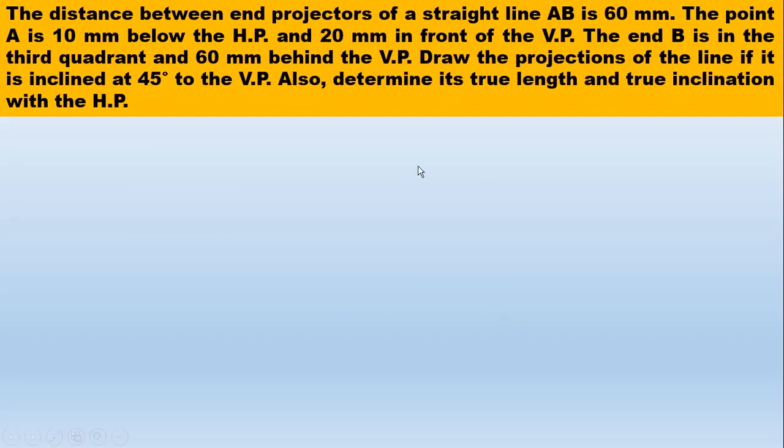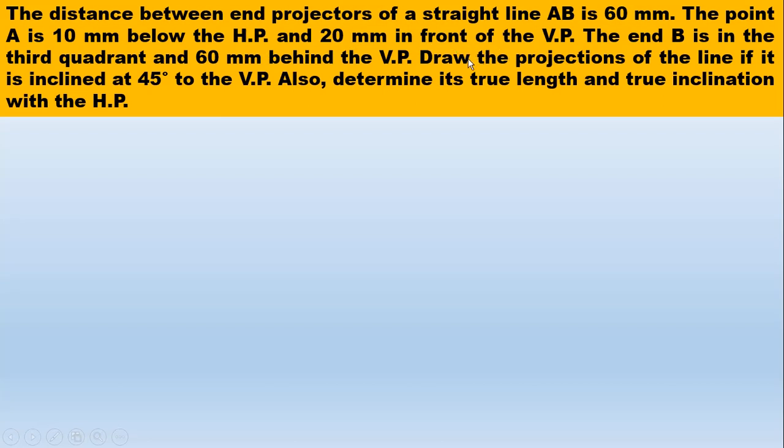Let's start the problem. So data is: distance between end projectors of straight line AB is 60 mm. So end projector distance is given. Point A is 10 mm below HP and 20 mm in front of VP. That means our point A is in the fourth quadrant. If you still have any doubt regarding position of point A, kindly watch my first video. The point A is 10 mm below the HP and 20 mm in front of VP.